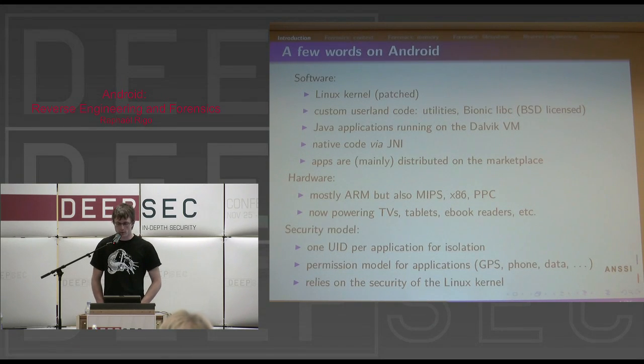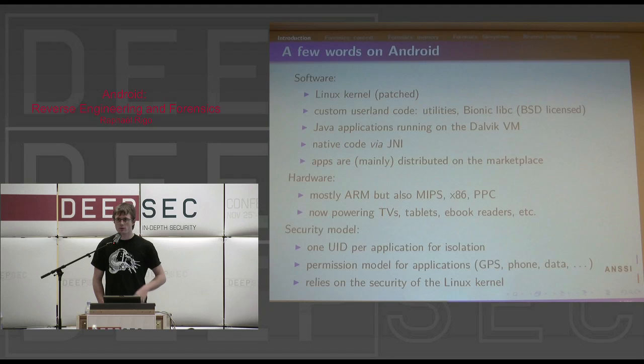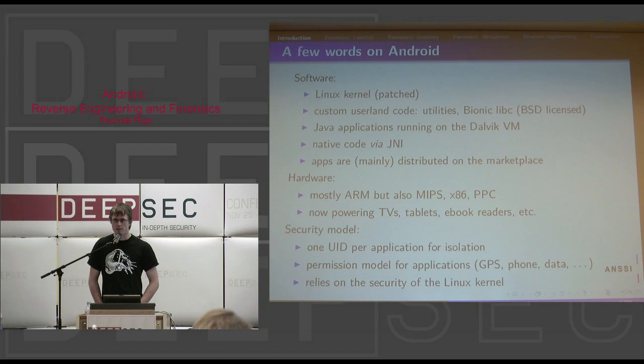Also, something that is really important is Java. The applications written by developers are usually written in Java, but it's not a standard Java virtual machine. Instead, you have the Dalvik virtual machine. I will get back to it afterwards. But developers can also write native code for their applications, using the standard interface, the Java Native Interface. We'll get back to that later too. And applications, while they can be installed by people using a USB cable, are mostly distributed via the marketplace or via websites.